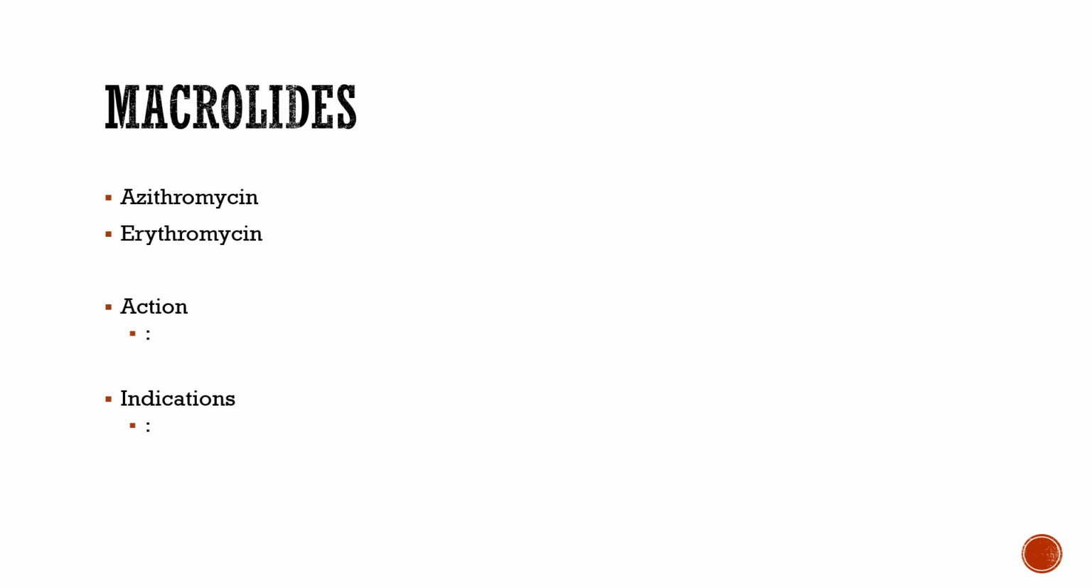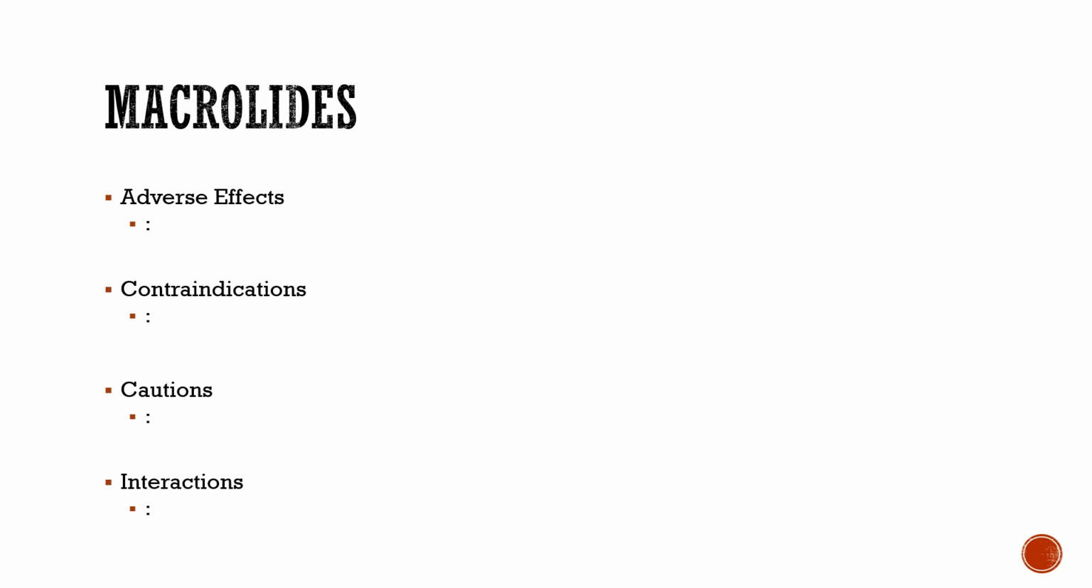Our indications, we use them again for a variety of infections, but most commonly where I've seen them is respiratory infections. You'll also potentially sometimes see them used for chlamydia. And then when we talked about prophylactic antibiotics for endocarditis, and we said penicillin was the go-to, which it is, but if there's a penicillin allergy, a lot of times they'll go to this as the secondary. Adverse effects, GI distress, they can cause some liver injury, and then also prolonged QT interval.